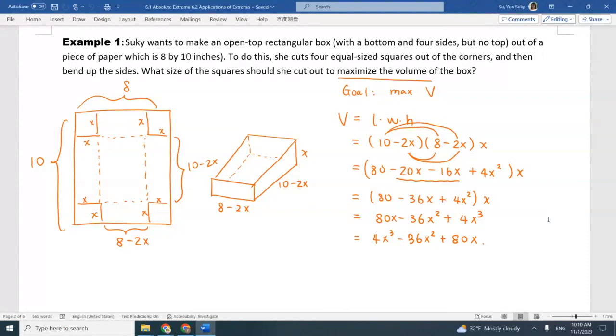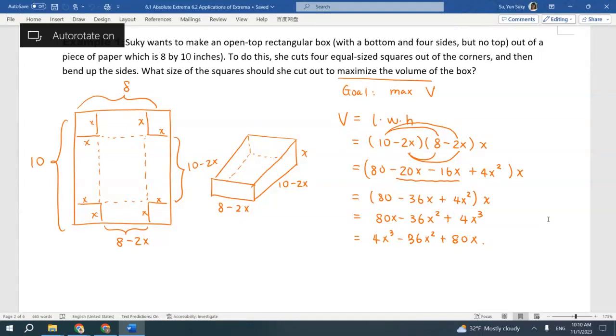But you get a product, and we don't want to use the product rule, right? It's actually a product of 3 factors. We don't want to use the product rule. So we distribute, then we get a degree 3 polynomial. Now let's differentiate.